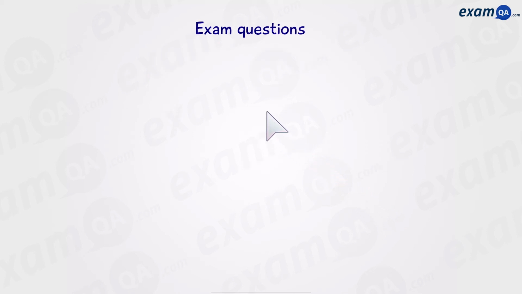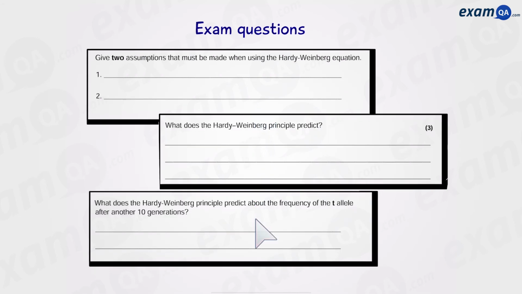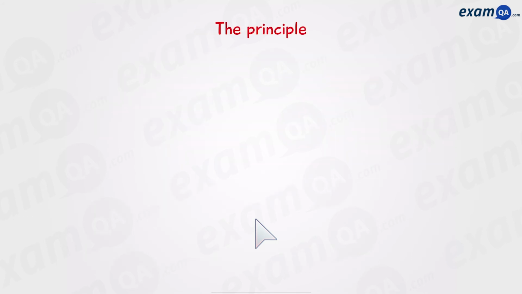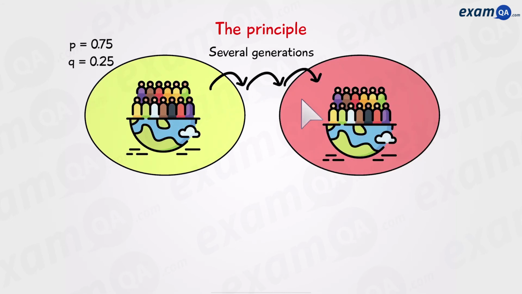Okay, now we'll look at some other exam-style questions on Hardy-Weinberg. In particular, you'll see questions like this quite often. Now, before we answer these, let's look at the principle behind the theory. So, the Hardy-Weinberg principle states that if you have a population with a set frequency of alleles over several generations, that frequency of alleles should remain constant, providing the following conditions are met.